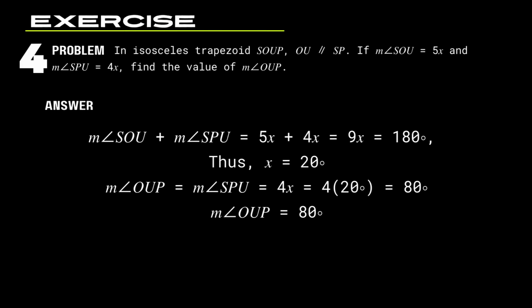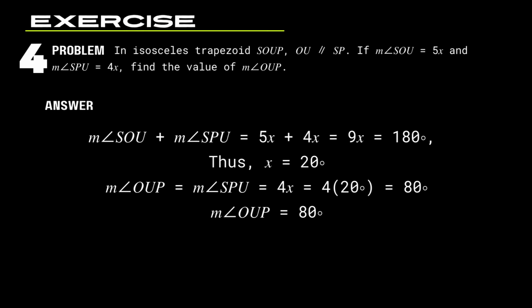Now for our problem number 4, we have here in isosceles trapezoid SOUP, OU is parallel to SP, and so if the measurement of angle SOU is equal to 5x and the measurement of angle SPU is equal to 4x, find the value of the measurement of angle OUP. Okay, to answer this, we first analyze, and I can say that we know that in an isosceles trapezoid, opposite interior angles are supplementary.